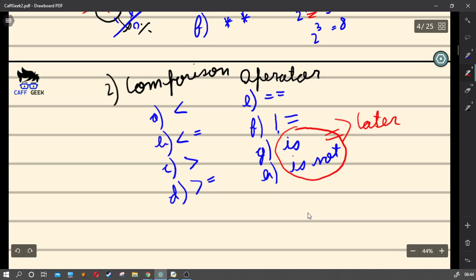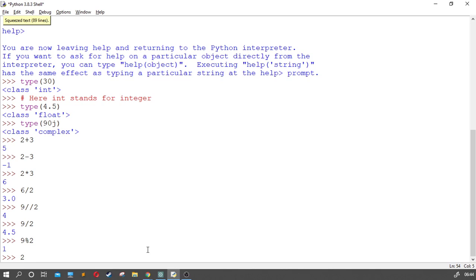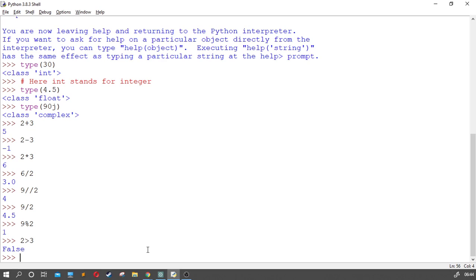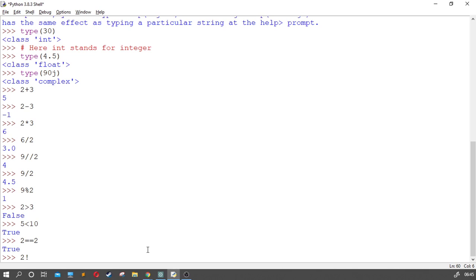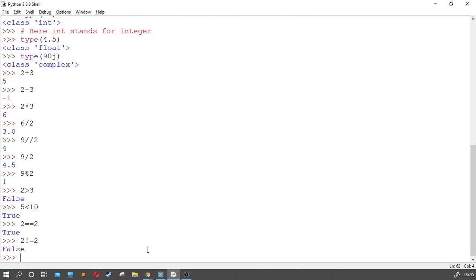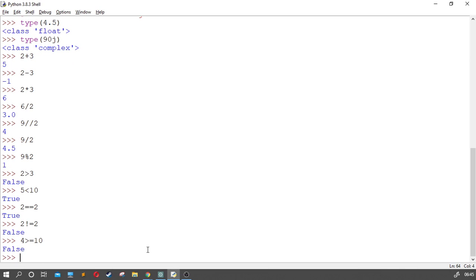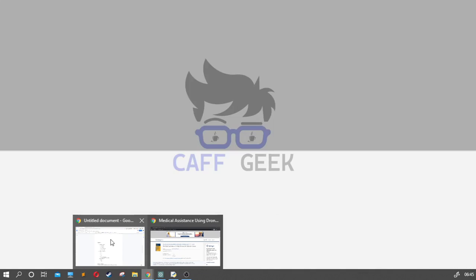Let's take examples of all the comparison operators. For example, 2 is greater than 3, which is false. Let's go with 5 is less than 10. It's true. Let's say we have 2 is equal to 2. That's true. If we say 2 is not equal to 2, that's false. We can also go with 4 is greater than or equal to 10. That's false. In greater than or equal to, we say either it's greater than or it's equal to.